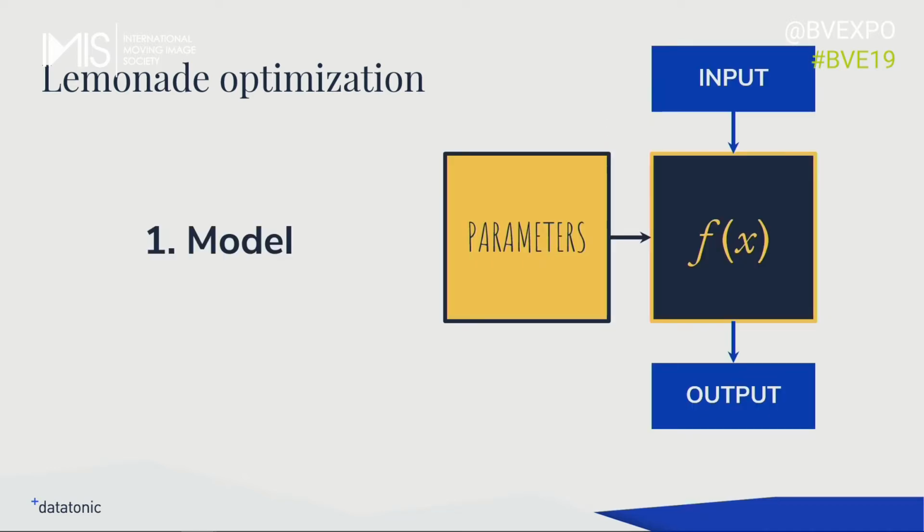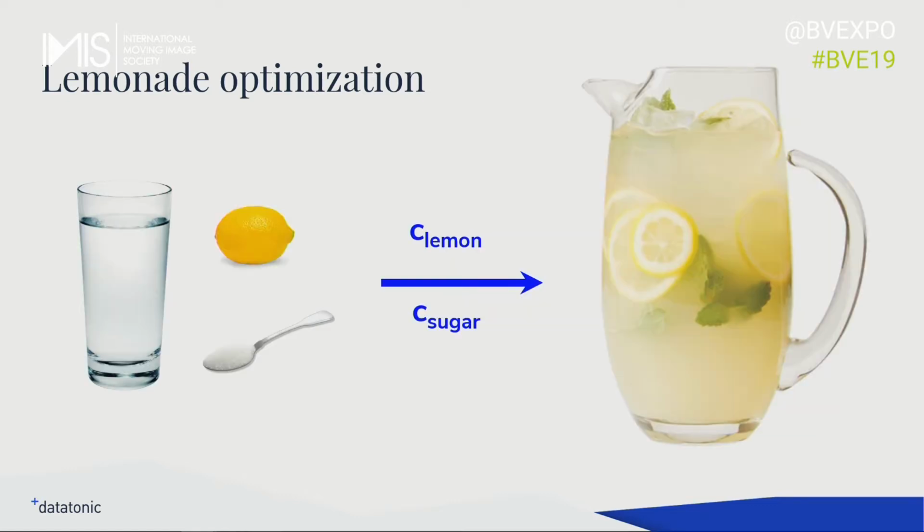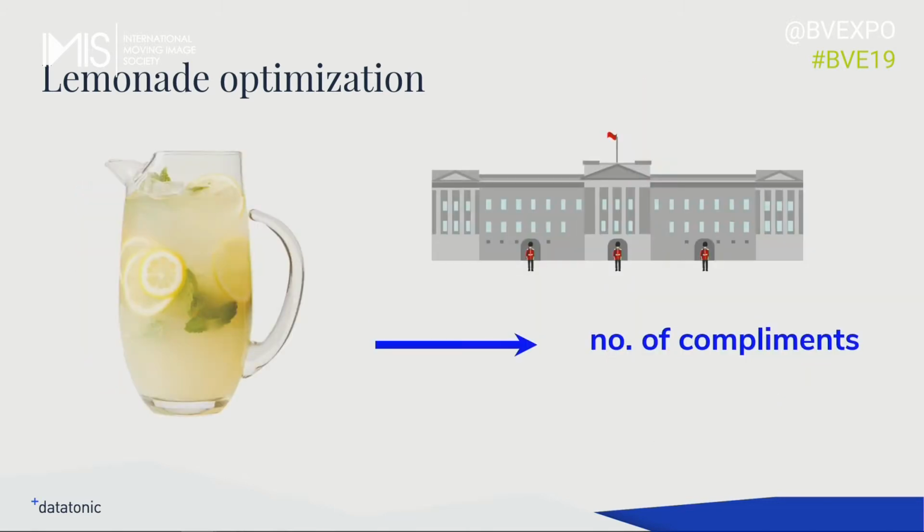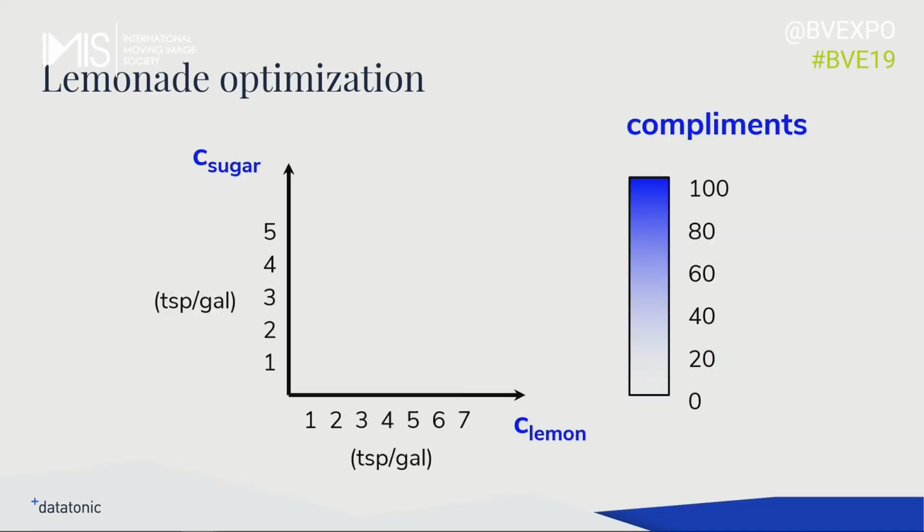So that's the setup. What's the model? i.e., what is the output and how do we get there? Well, we already said the output is going to be observing how many compliments we're going to get at the garden party. So how this works is, first we've got to make our lemonade. So we use the inputs, lemon, sugar, and water. We use the parameters, which are the concentrations of the lemon, the sugar, and the water, and we make our lemonade. Then we take the lemonade to the garden party, and see how many compliments we get in return. So that's our model.